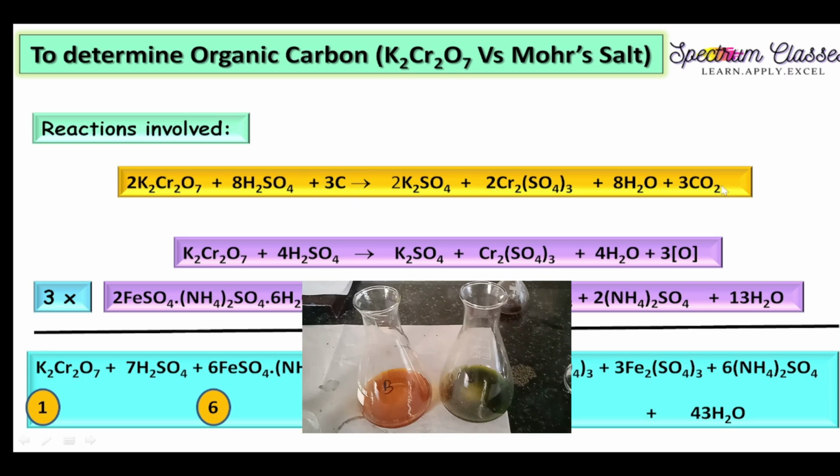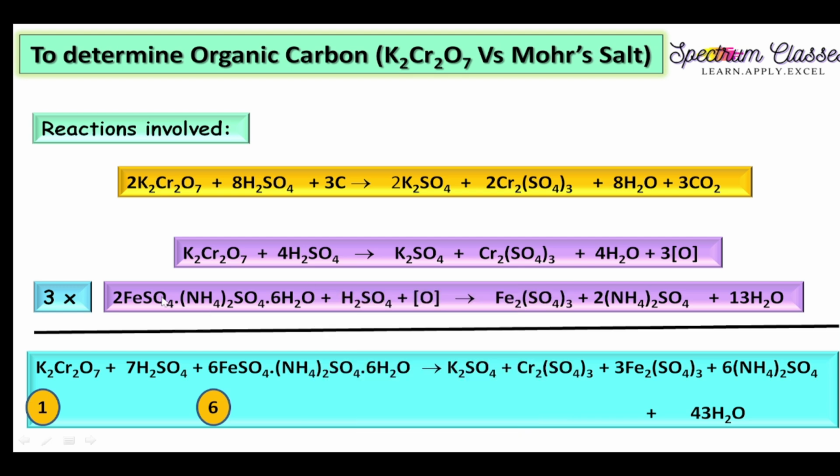Here you can see this carbon is oxidized to CO2, whereas this potassium dichromate is reduced to this. The remaining amount of potassium dichromate is again determined with the help of ferrous ammonium sulfate. Instead of ferrous ammonium sulfate, one can also use a ferrous salt. So this is the basic principle.